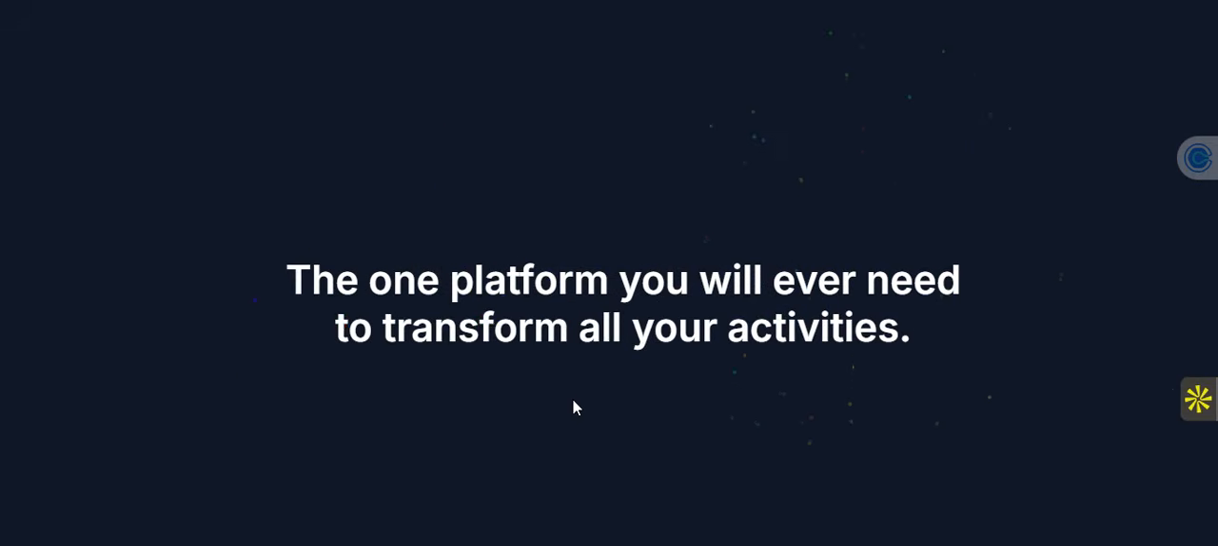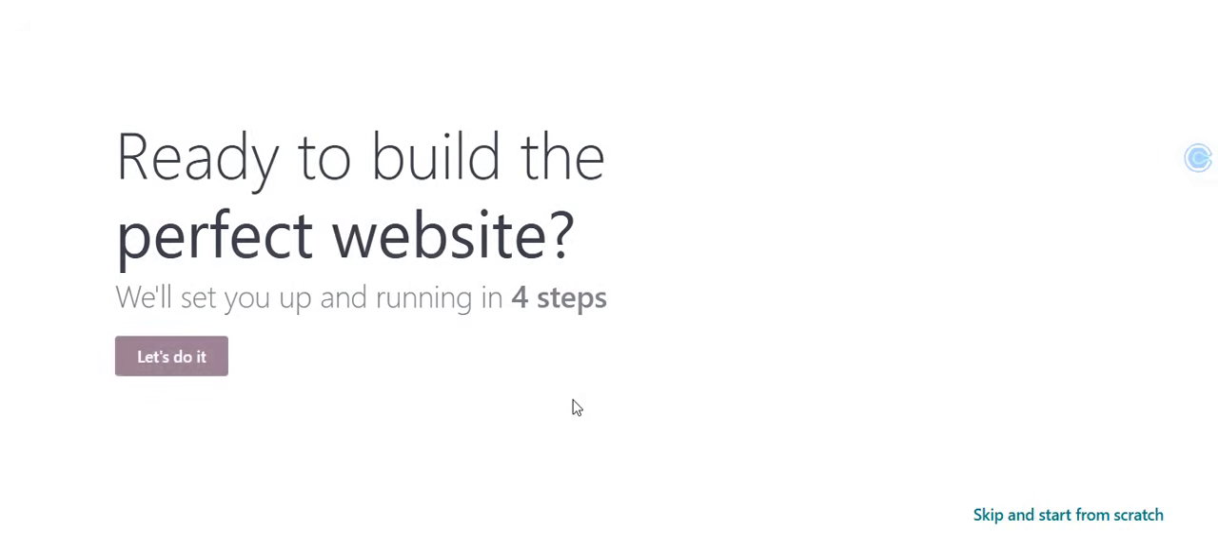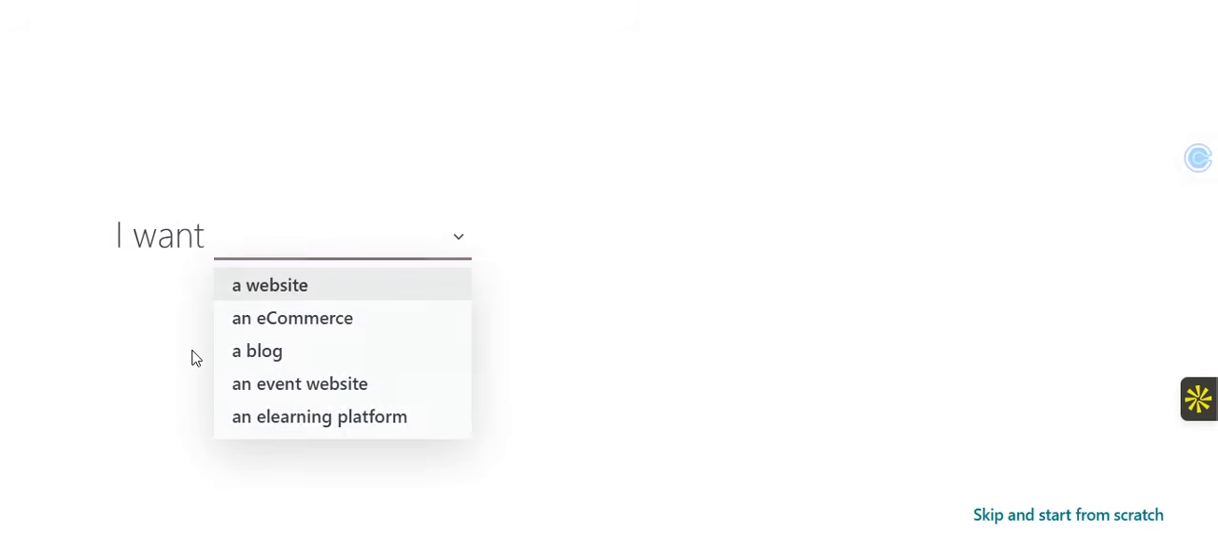Okay, so it is saying welcome to Odoo, the one platform you will never need to transform all your activities. Yes, that is true. Odoo is a platform wherein we can integrate different kinds of applications, including the project management ones, including the marketing apps, email marketing ones as well, the ad campaigns as well. Then we can integrate e-learning platforms, e-commerce stores, and various other CRM hubs like Salesforce, Taskforce. Okay, so here it is saying ready to build the perfect website. We click on let's do it.